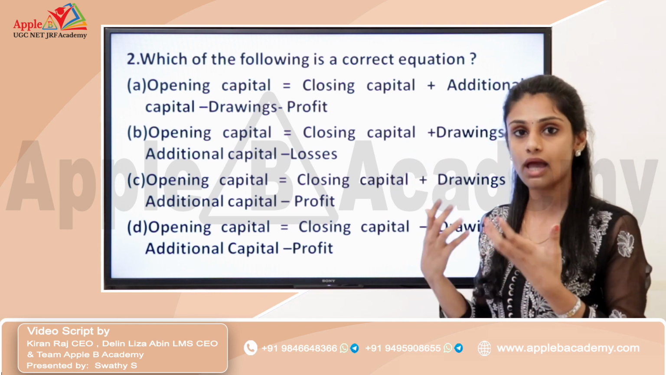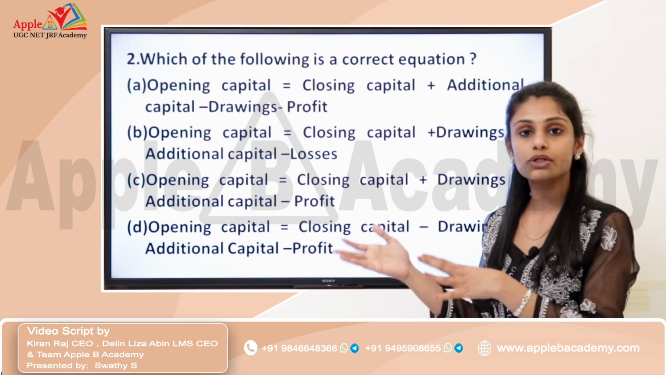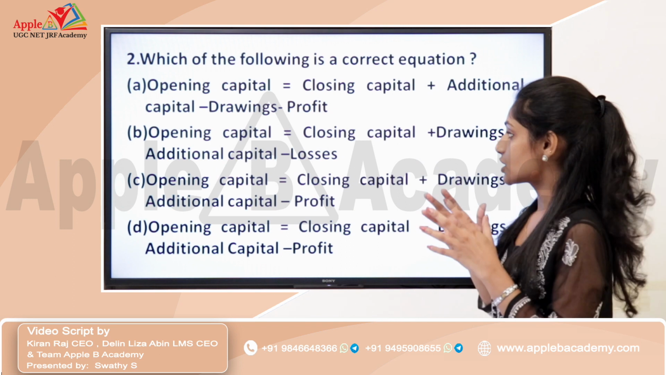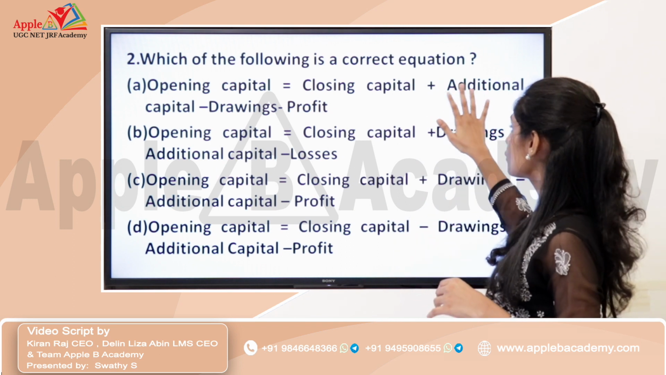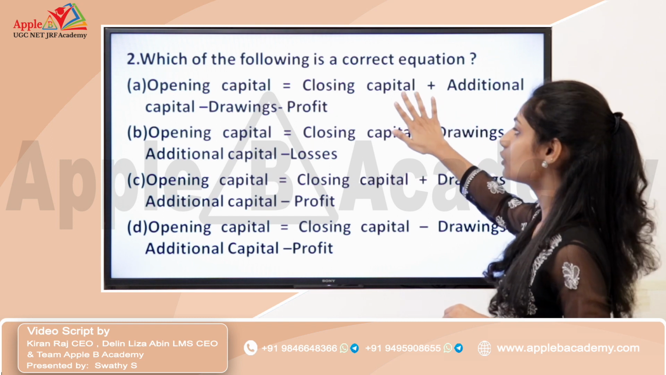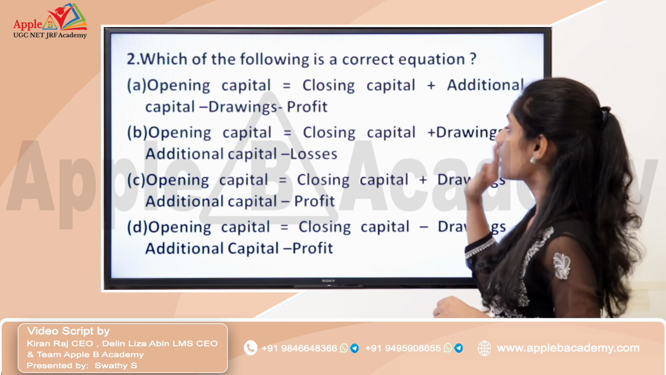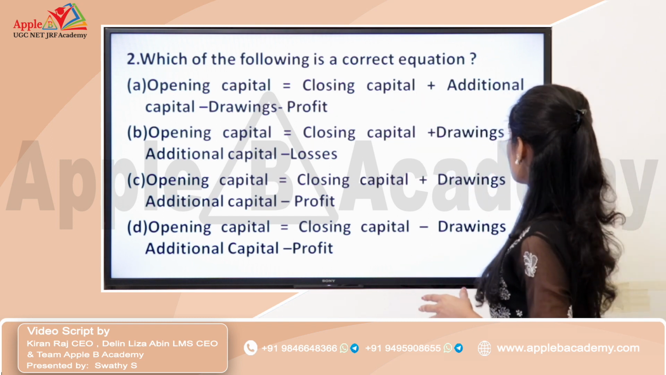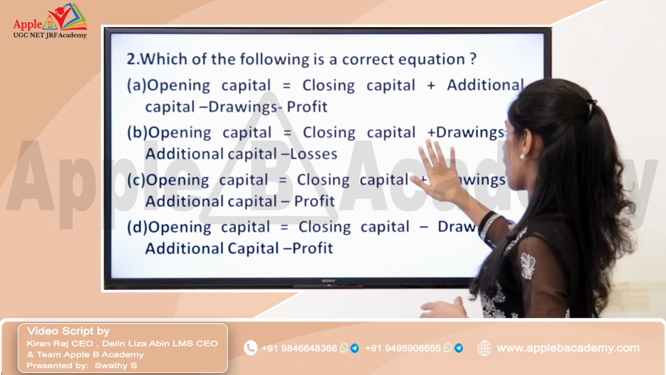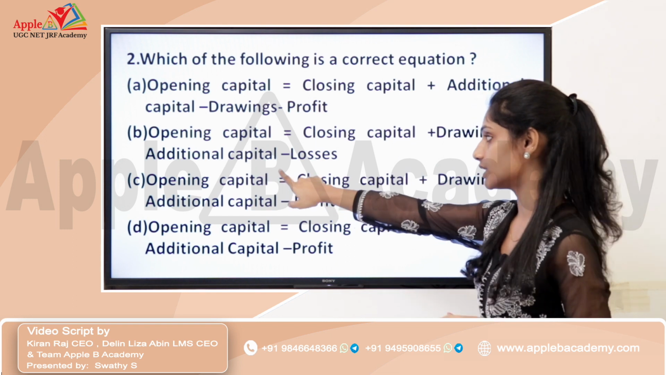Additional capital means the capital contributed after that opening period, that means during some period of that particular financial year. So in such a situation, in order to find opening capital, you should deduct additional capital. So in such a way you can eliminate option A. Coming to option B, closing capital plus drawings minus additional capital minus losses. Yes, you have to add drawings and you have to deduct additional capital.